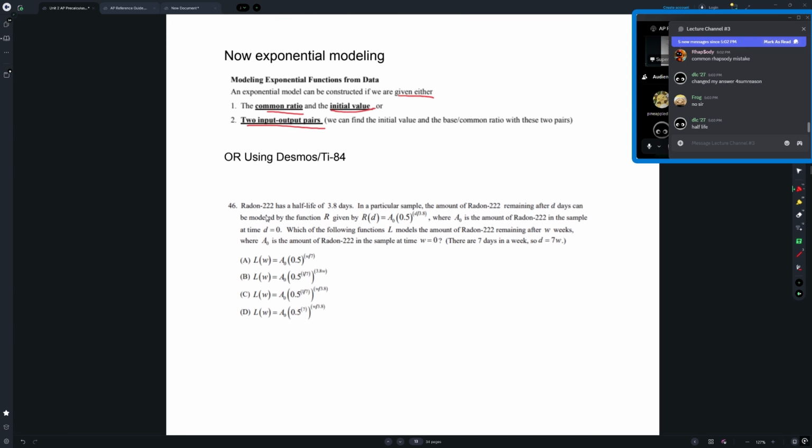Or you could use Desmos or the TI-84 to make these. And this is similar to FRQ2, by the way. But for FRQ2, you have to use one of these two. You can't use Desmos or the TI. You can't use regressions on FRQ2 to get your A and B values.